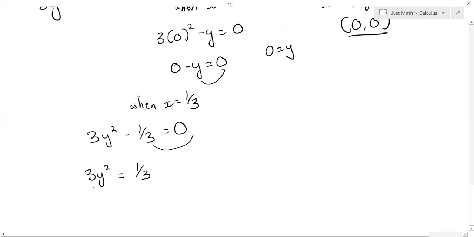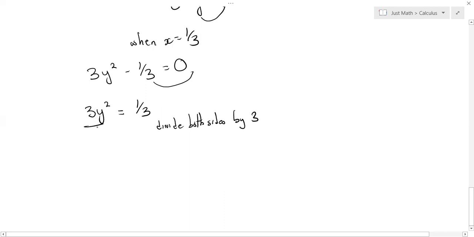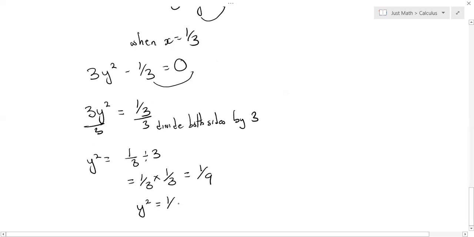So remember, we're looking for y, not just y squared. First of all, we need to get rid of the 3. And how do we get rid of 3? Divide both sides by 3. So y squared equals 1/3 divided by 3. We can write this as 1/3 times 1/3. This gives us 1/9. So we have that y squared equals 1/9.